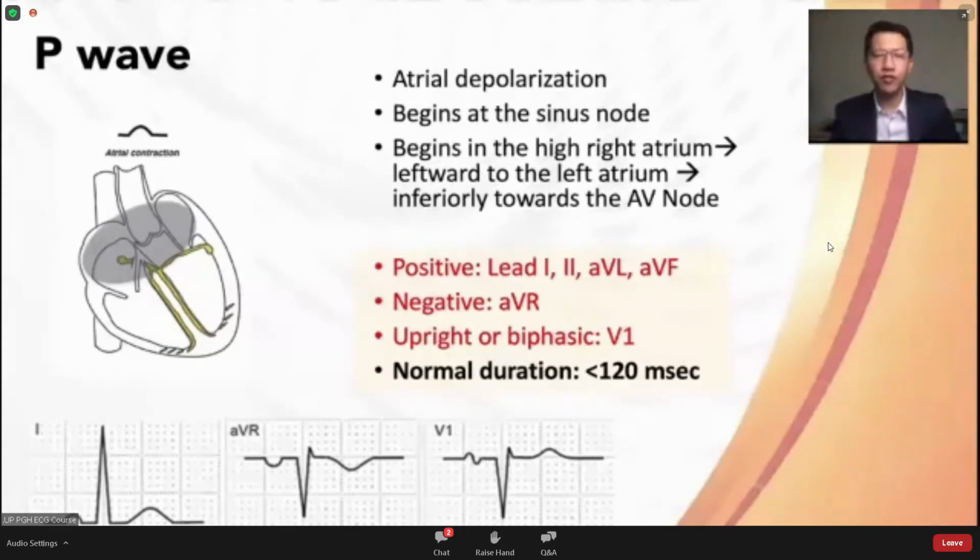The P wave represents atrial depolarization and begins at the sinus node, particularly at the high right atrium, moving leftward to the left atrium, and finally inferiorly towards the AV node. It should inscribe a positive deflection in leads 1, 2, AVL and AVF, and negative in AVR, upright and biphasic in lead V1. Normally, the duration should be less than 120 milliseconds.